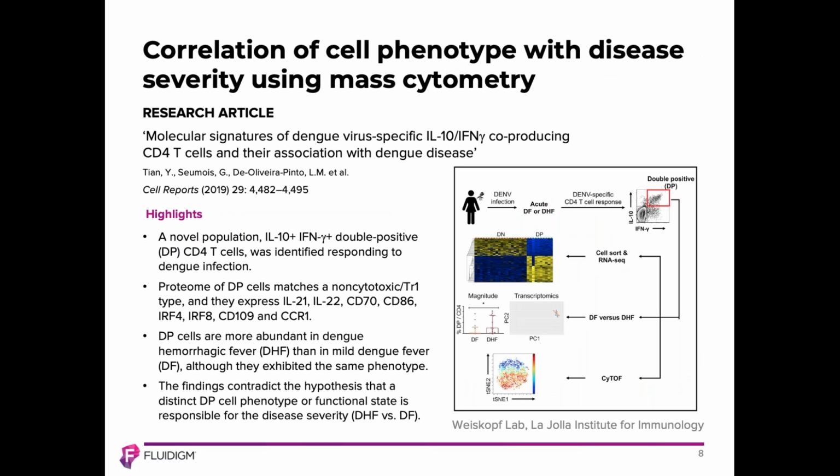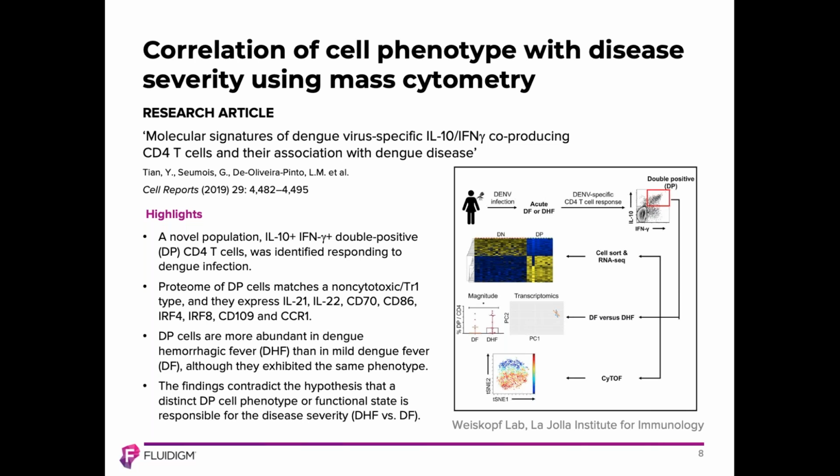Mass cytometry has been used to investigate a variety of infectious diseases. Previous studies had indicated that novel interferon gamma and IL-10 double positive CD4 T cell populations may have a role in severe dengue infection, as IL-10 levels correlate with the disease severity.